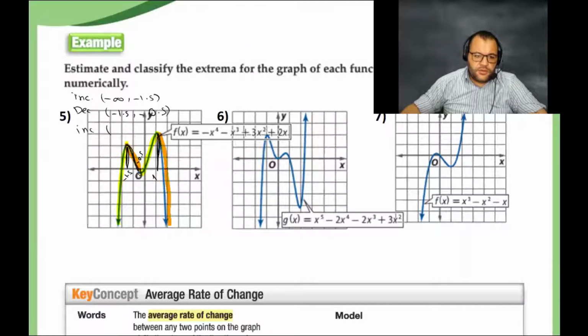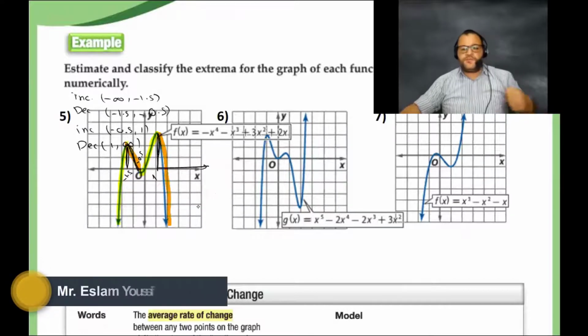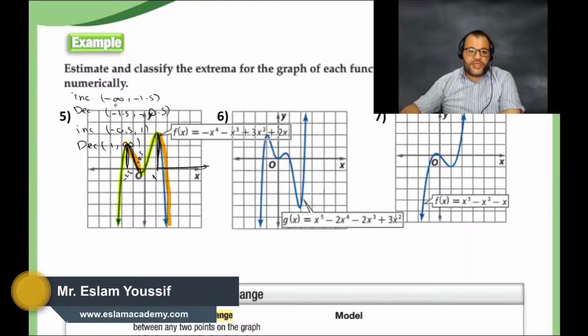Then it increases from negative 0.5 to 1. Then again it decreases from 1 to positive infinity, because it's going to the right. Yeah. Okay. So that's the increase and decrease.